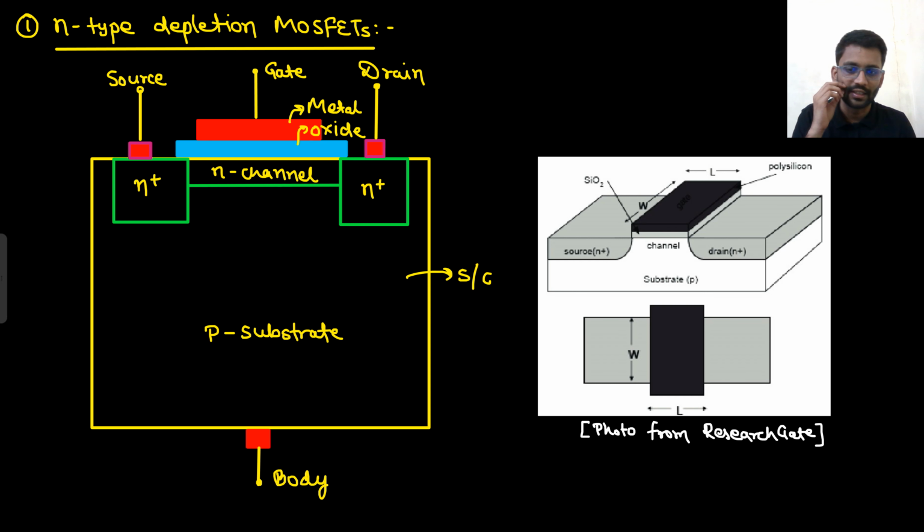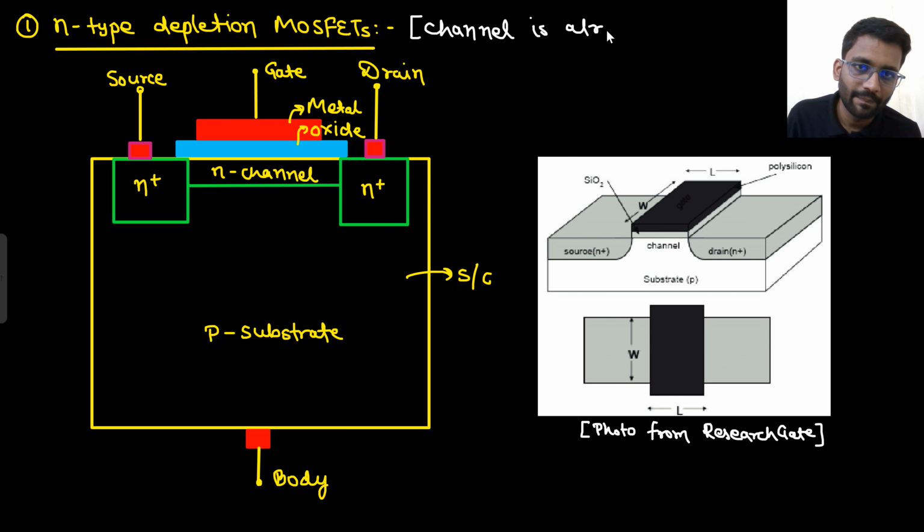This is N type, and this is also N type. This particular node is known as source, and this particular node is known as drain. Everything about what they do we will study. And then there is an N channel. In depletion type MOSFET, the channel is already present. The N channel is already there.